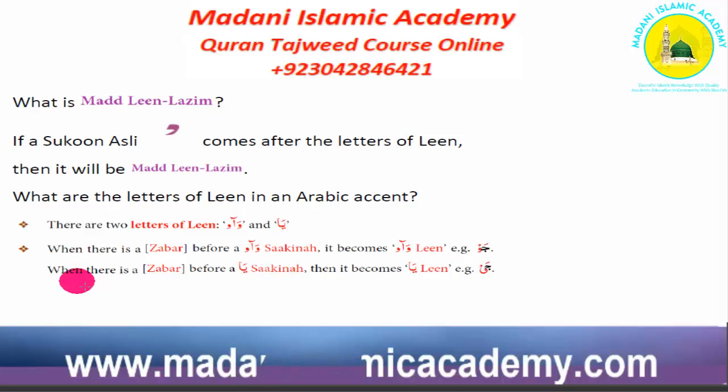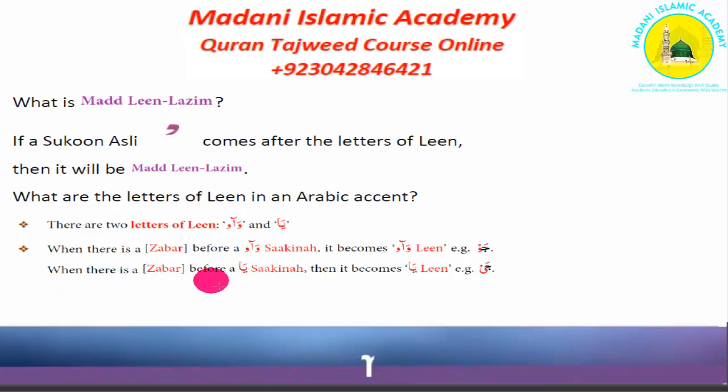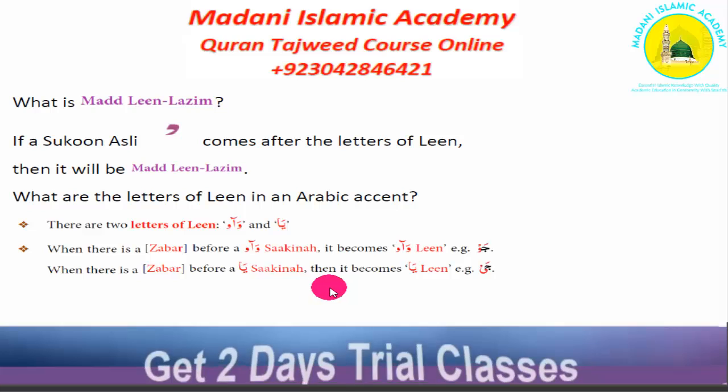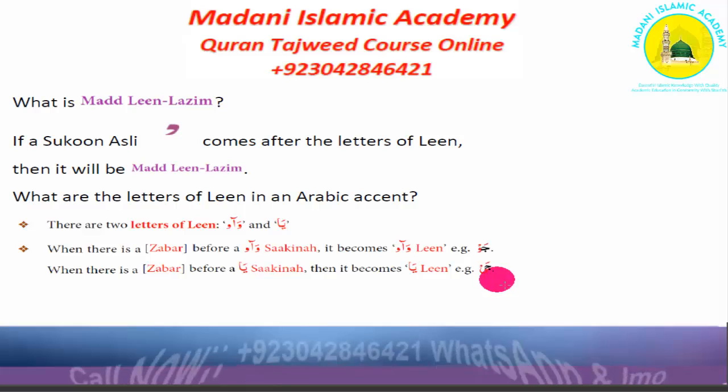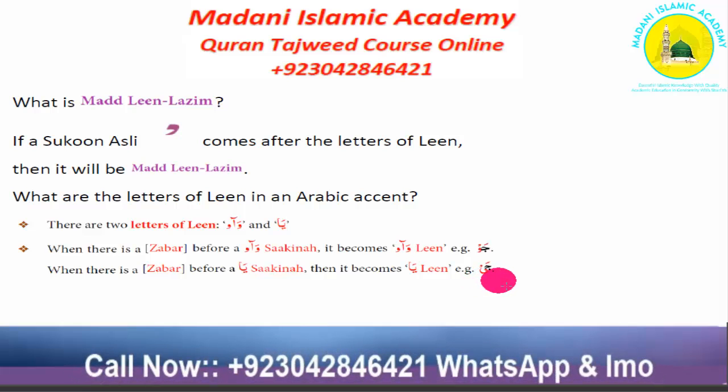What is ya leen? When there is a zabar before ya sakin, then it becomes ya leen. For example, Jim, Ya, Zabar, Jay. This is the example of ya leen. There is zabar before ya sakin.